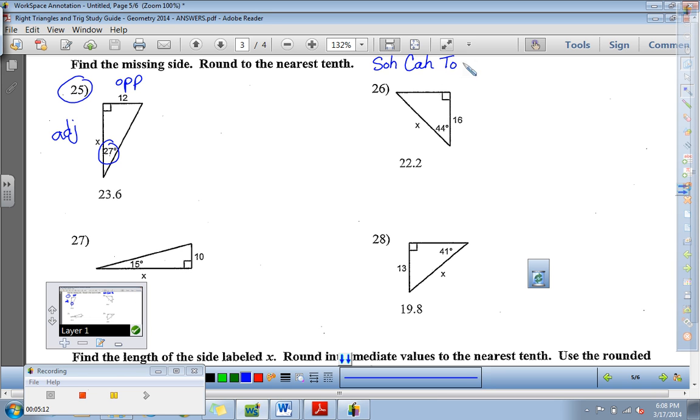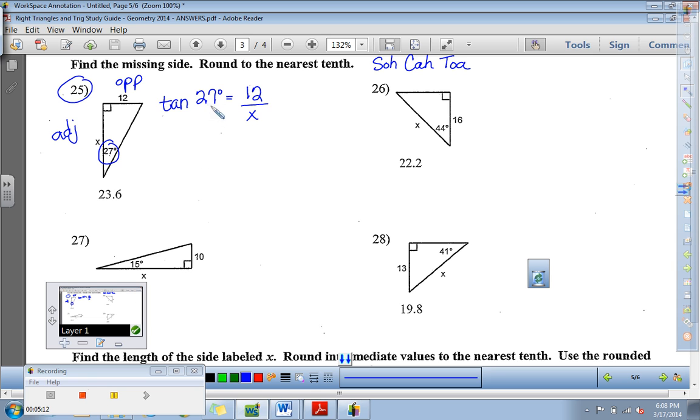SOHCAHTOA. Adjacent and opposite will be tangent. So you'd say the tangent, every time you write sine, cosine, or tangent, the angle comes next. So the tangent of 27 degrees is equal to opposite 12 over adjacent x.